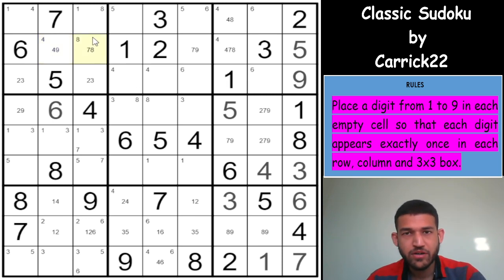Okay, coming back to this cell, this can't be a 7. I missed that. 1, 2, 6, 3 and 5, and 4, 7 and 9. So this can only be 8. That removes the 8 from this cell. So this is not 8, that's 4 and 7.